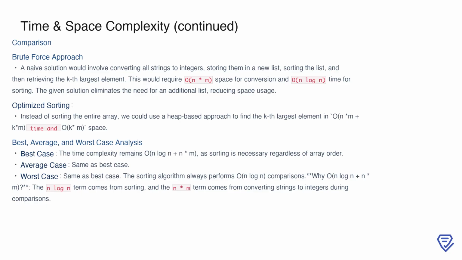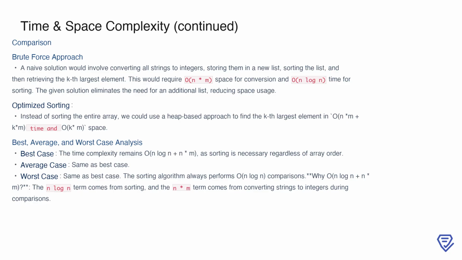Now, let's compare this approach to other potential methods. A brute force solution would involve converting all strings to integers, storing them in a new list, sorting that list, and then retrieving the kth largest element. This approach would require additional space for the converted integers, leading to a space complexity of n * m, and the sorting step would still have a time complexity of n log n. The current approach eliminates the need for creating a separate list, reducing space usage.